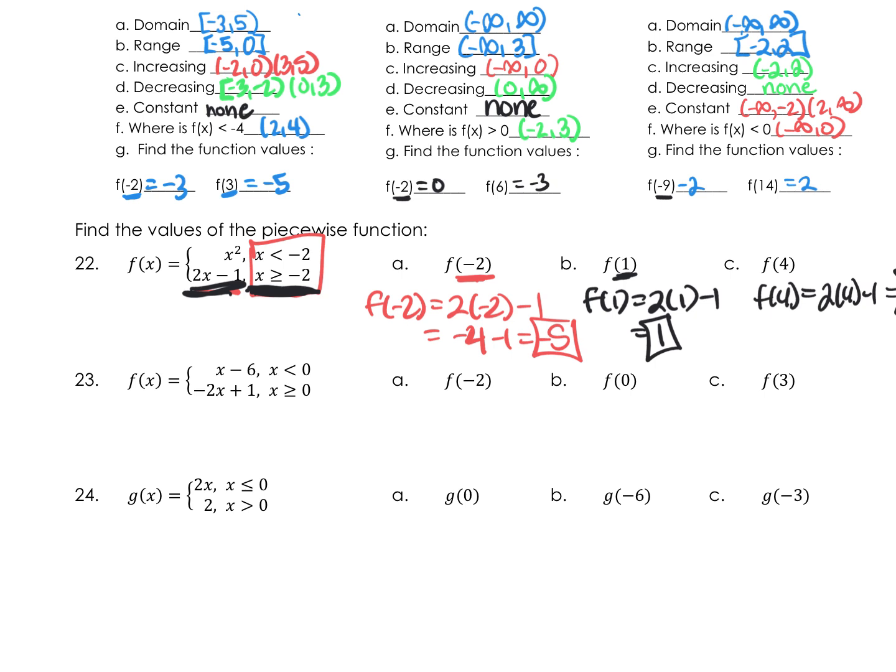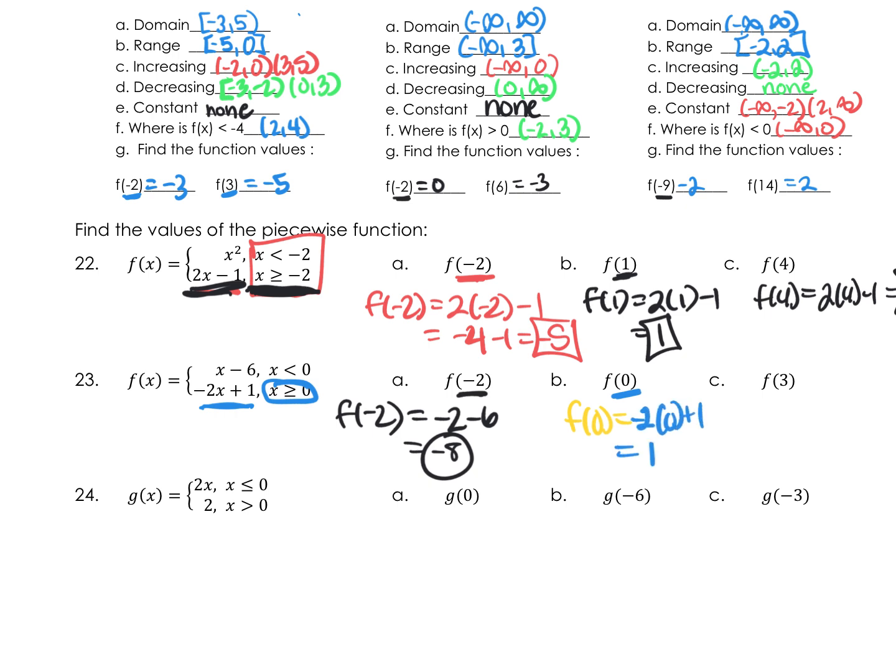For the next piecewise function, when x is -2, that's less than 0, so we'll plug it into the top function. So we'll plug -2 into x minus 6, so we'll get -2 minus 6 will be -8. When x is 0, we use the bottom one because this says x is greater than or equal to 0. So we'll plug in there, -2 times 0 plus 1. -2 times 0 is 0, plus 1 is 1.